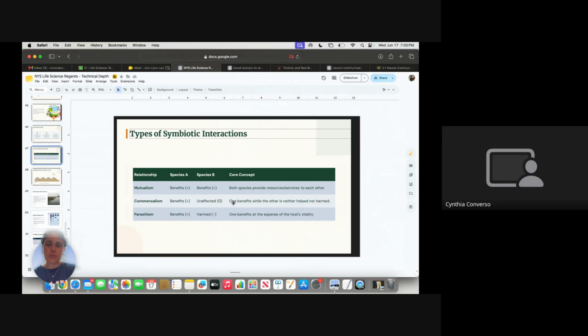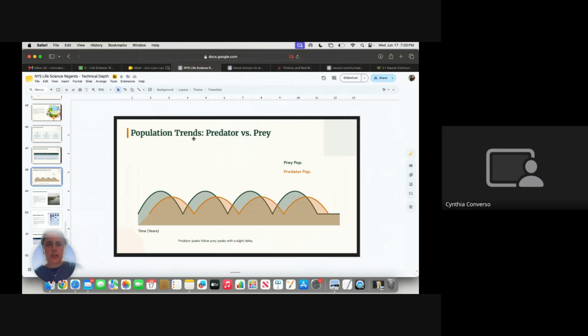Commensalism is one benefits and one is unaffected. All right, so one just kind of doesn't care that much. So one benefits while the other is neither helped nor harmed. And then parasitism, so a parasite, I'm sure you know what I'm talking about here. One benefits, one's harmed. It takes away energy from the other. So think like ticks or worms, or I don't know, stuff like that. Ticks is a really good example.